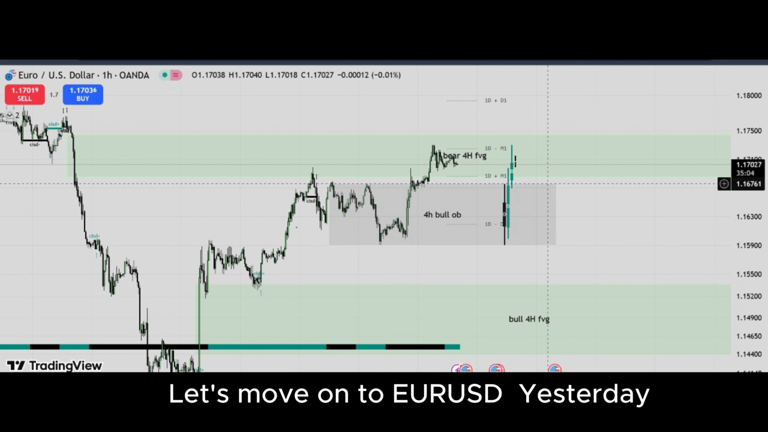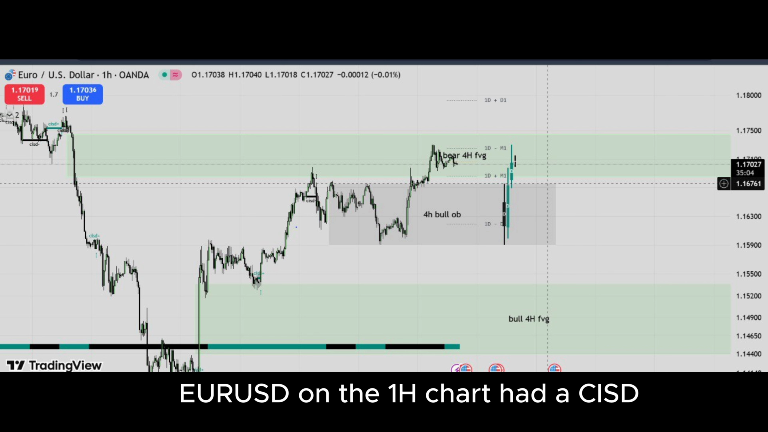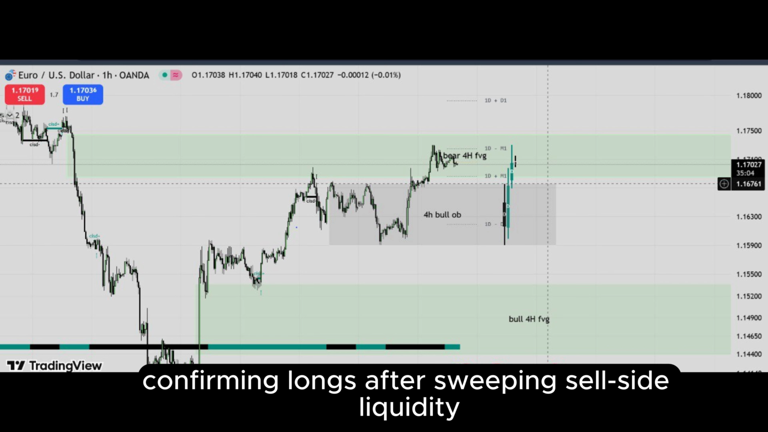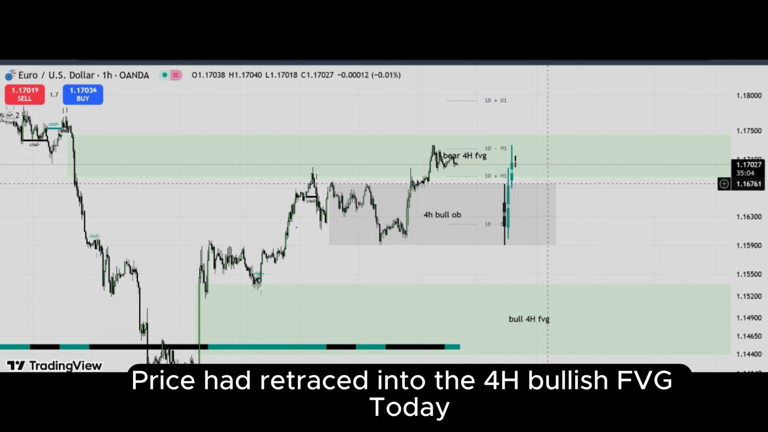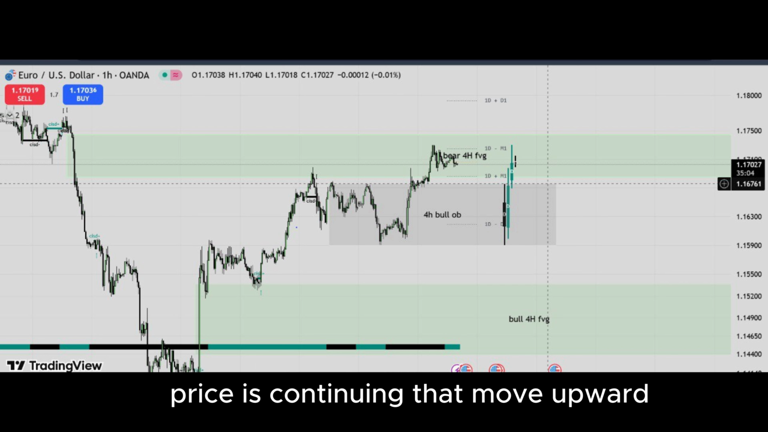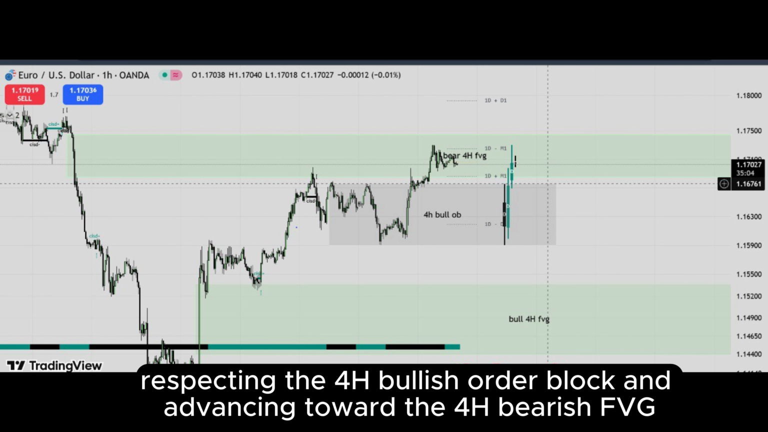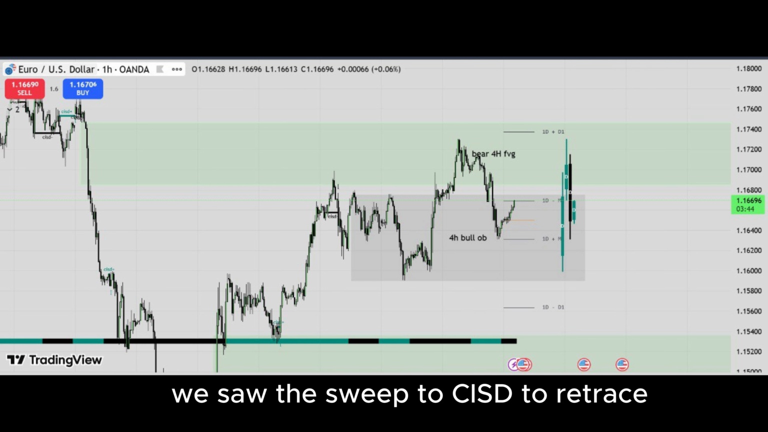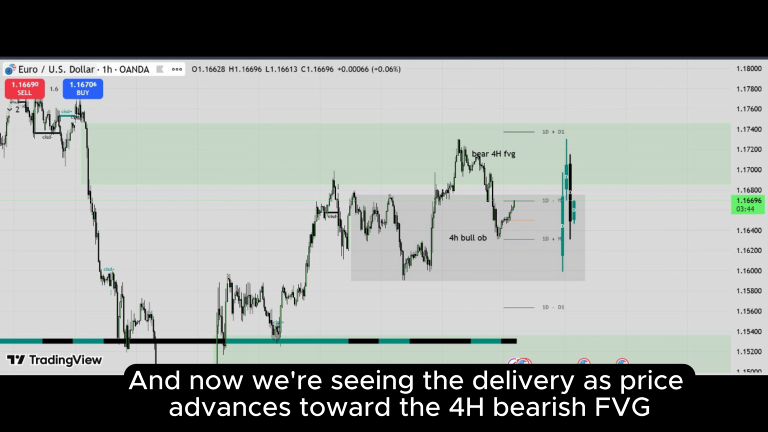Let's move on to EURUSD. Yesterday, EURUSD on the 1H chart had a CISD forming and discount, confirming longs after sweeping sell-side liquidity. Price had retraced into the 4H bullish FVG. Today, price is continuing that move upward, respecting the 4H bullish order block and advancing toward the 4H bearish FVG. The bullish order flow remains consistent with our higher timeframe plan. So once again, we saw the sweep to CISD to retrace, and now we're seeing the delivery as price advances toward the 4H bearish FVG.